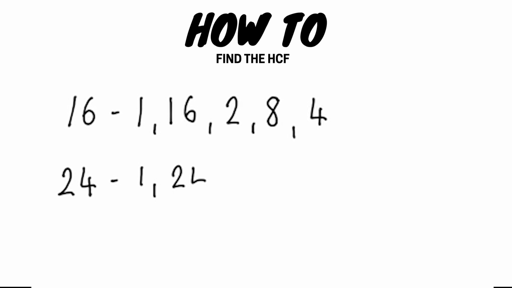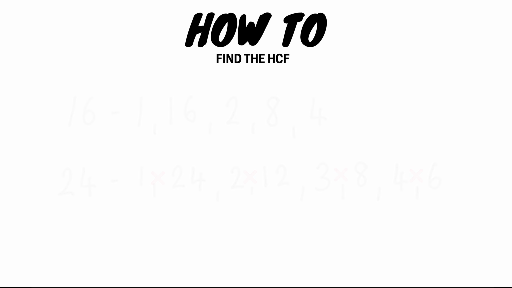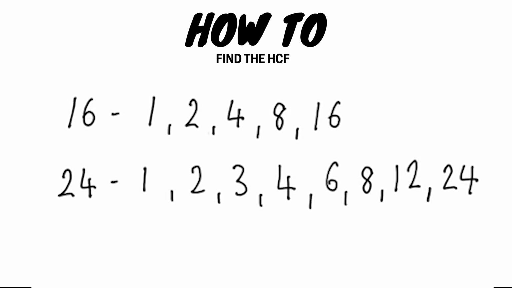Once we've done this, we then list all the factors of 24. Once we are confident we have listed all the factors, we are then going to rearrange them into ascending order. We then identify all the common factors between the two numbers.